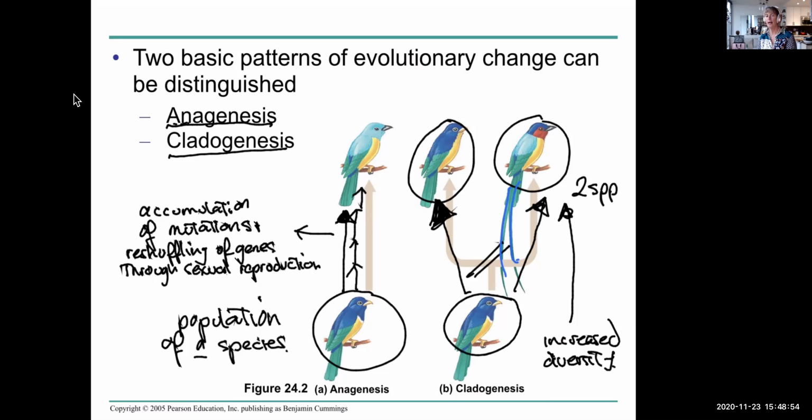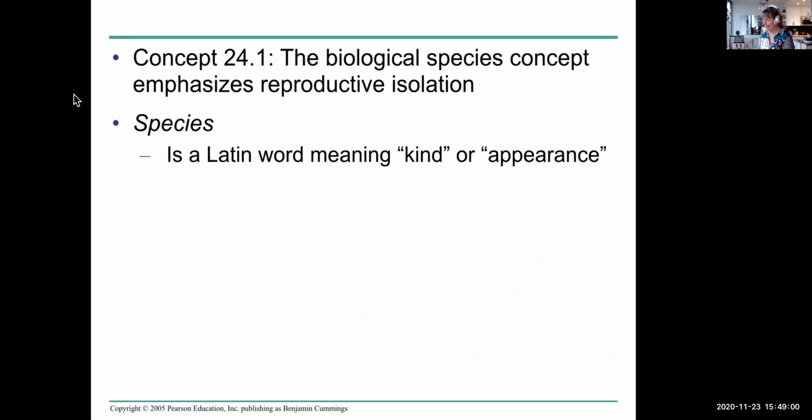So then what are we going to define as species? What shall we define as species? Well, there's a few concepts. One is the biological species concept. It's probably the most commonly used.